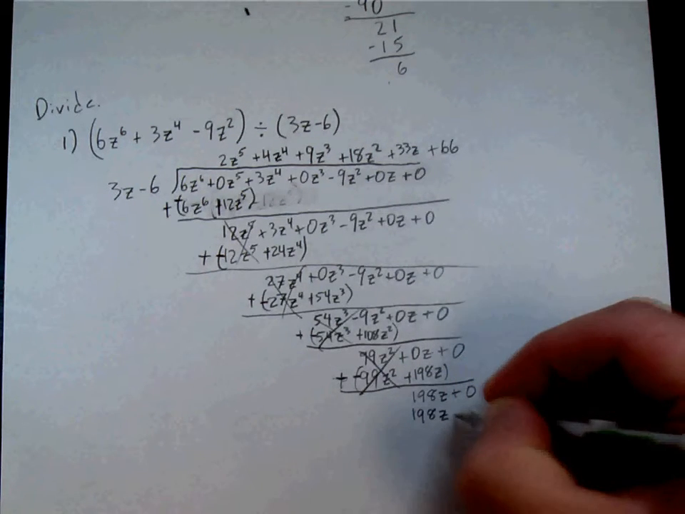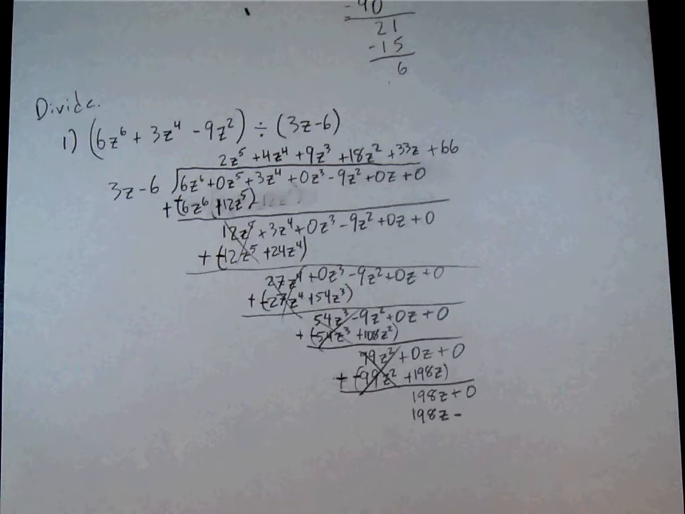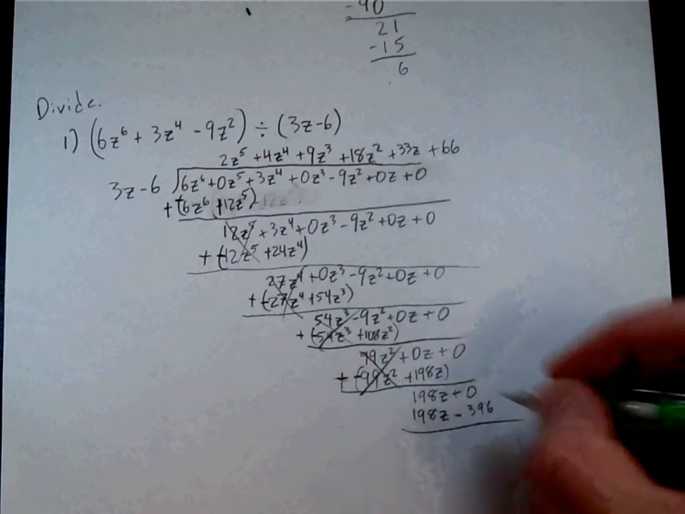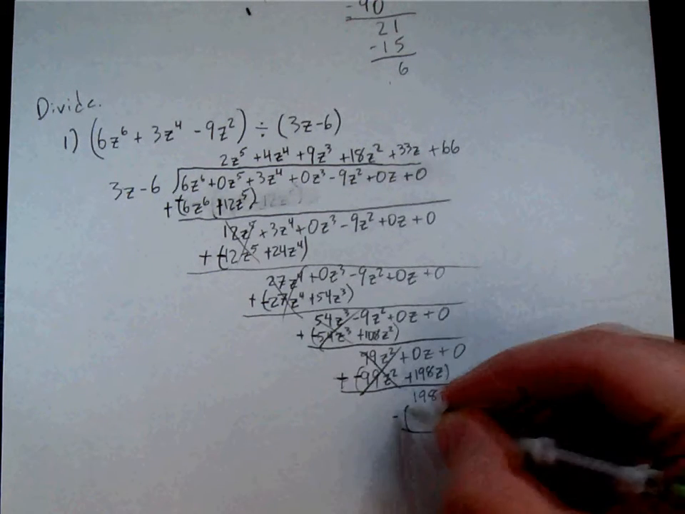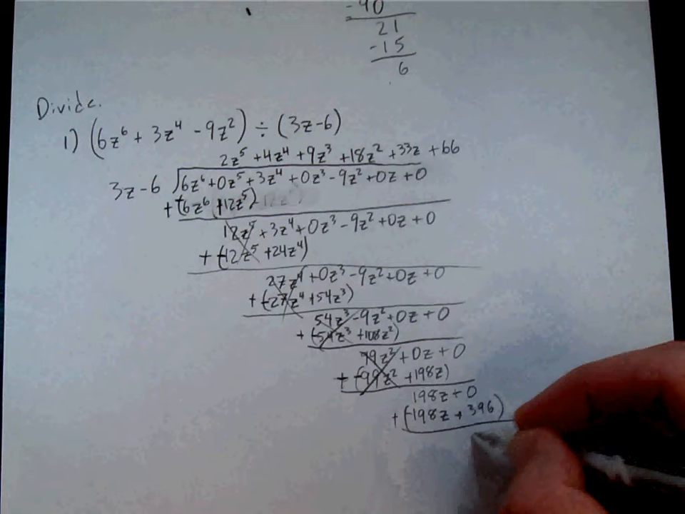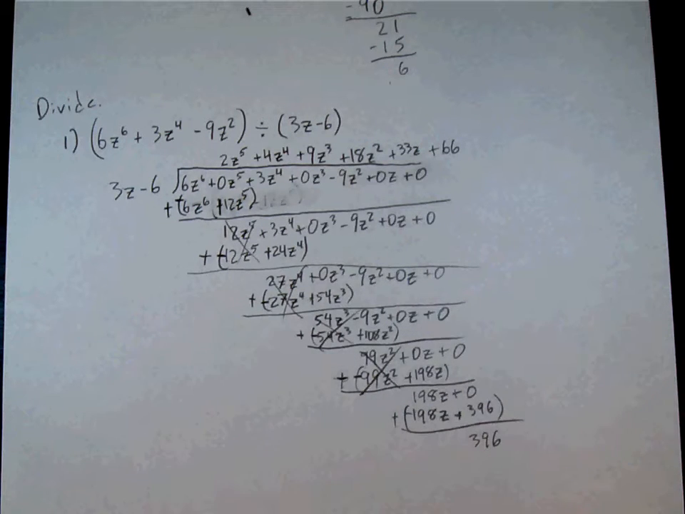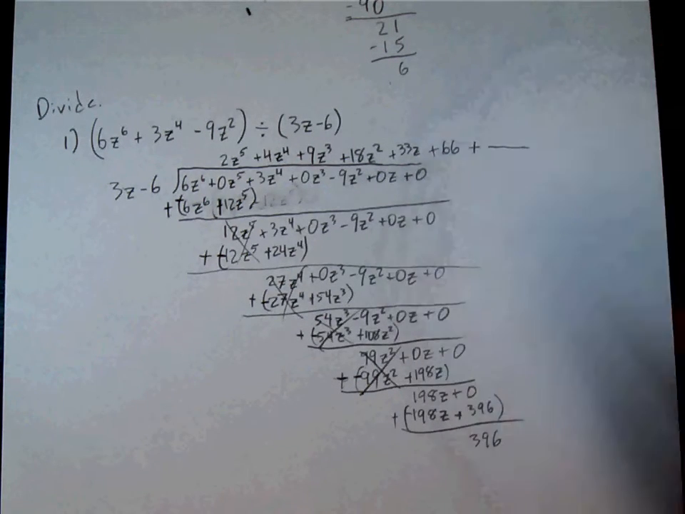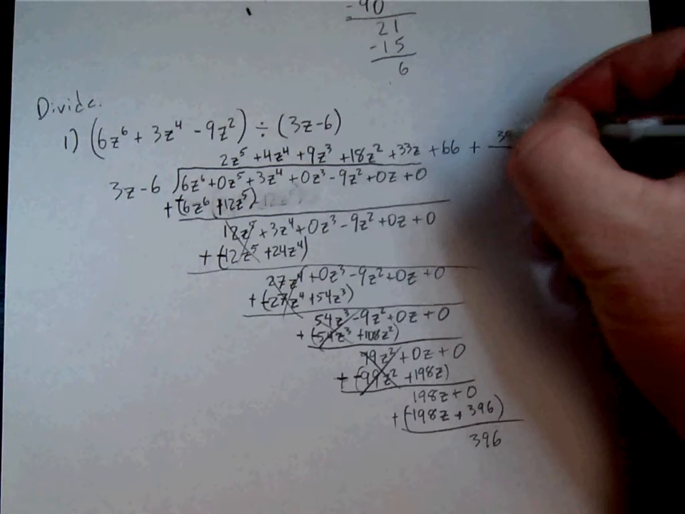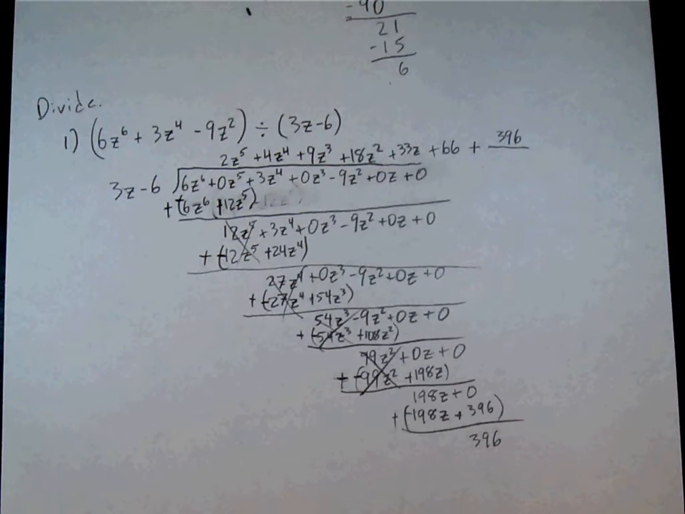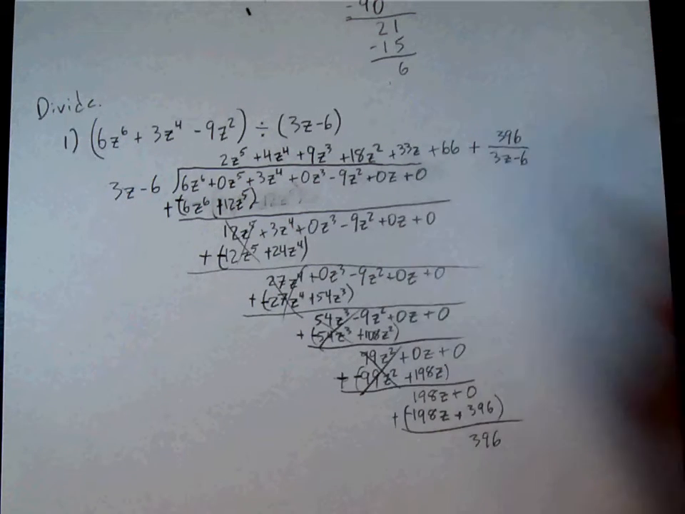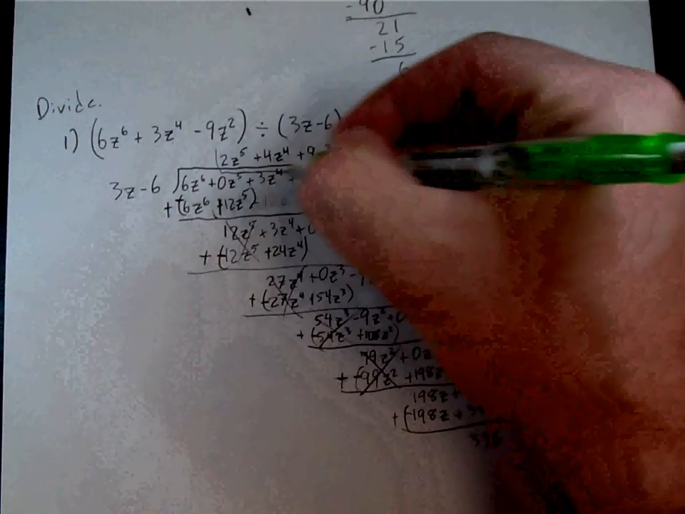198z minus, this is going to be 396. Distribute, and I put just 396. Z doesn't go in there. This degree is now smaller, so this is my remainder. So what I will do at the end is I will add a fraction. The 396 goes in the top of my remainder, and what I'm dividing by, 3z minus 6, goes in the denominator. And so there's my answer.